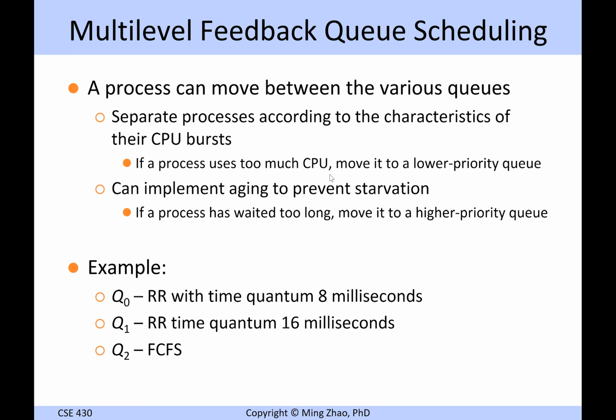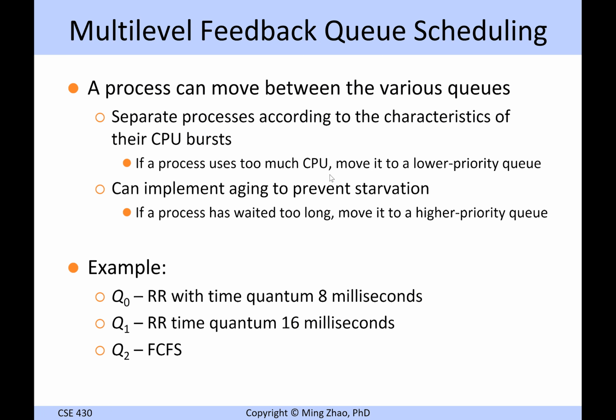Remember that we also have to schedule across the queues, and if we always prioritize the queues with the higher priority, then the processes in the lower priority queues may get starved. So to implement aging, one way to do it is to move a process from a lower priority queue to a higher priority queue. Specifically, if a process has waited too long, we can measure the amount of time that every process has been waiting to be scheduled. If a process has been waiting too long, then we'll move it to a higher priority queue.